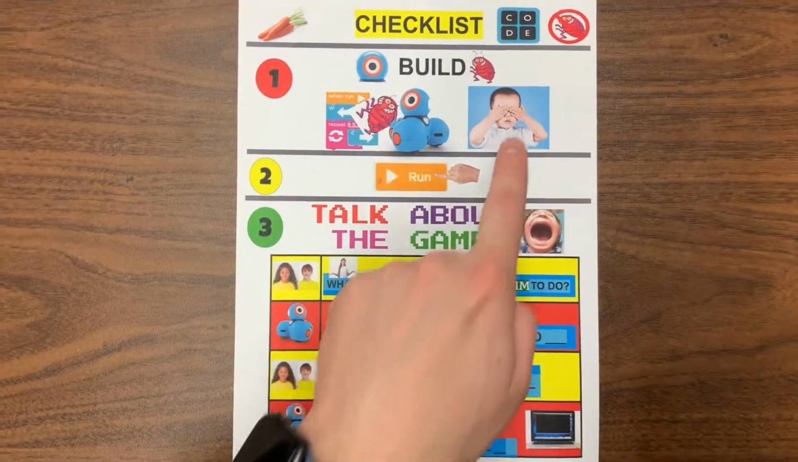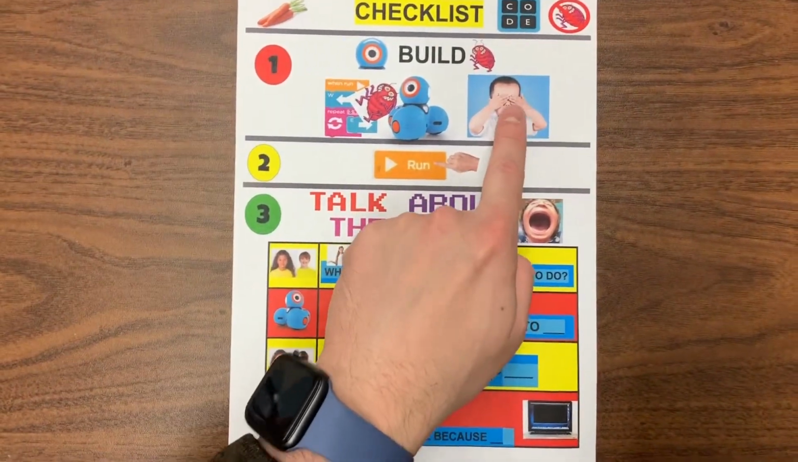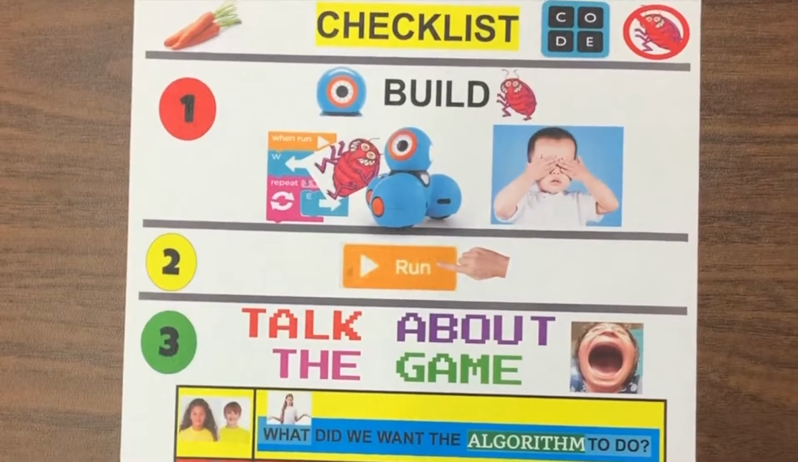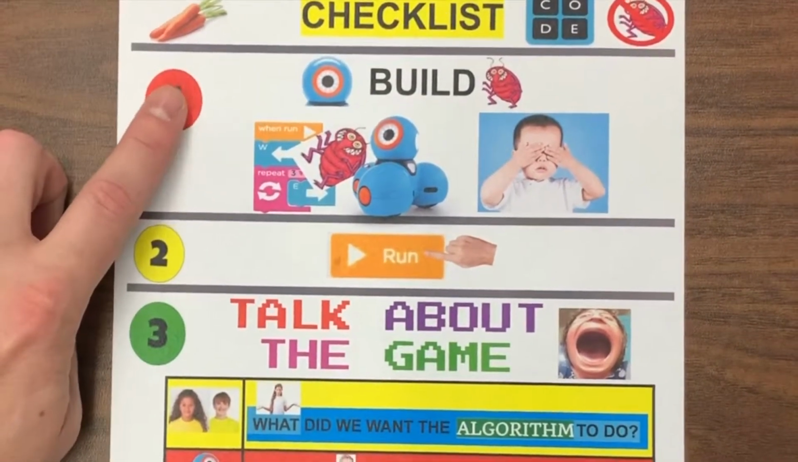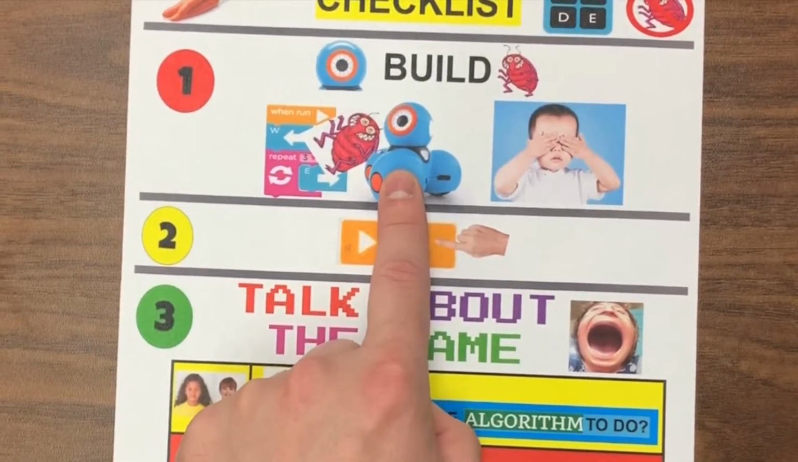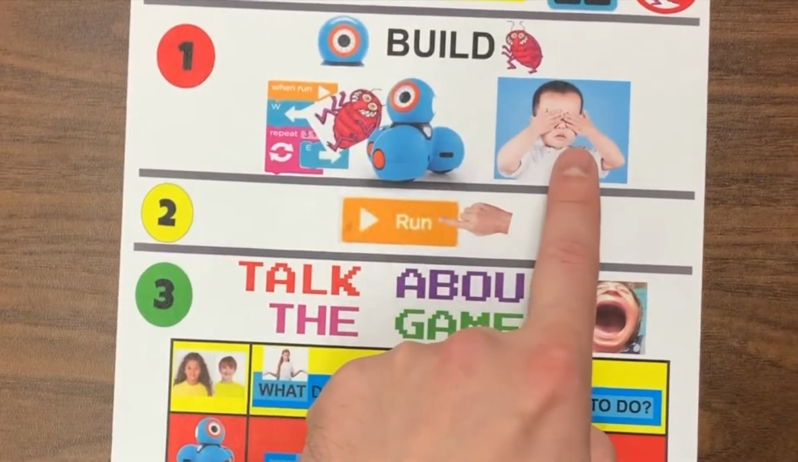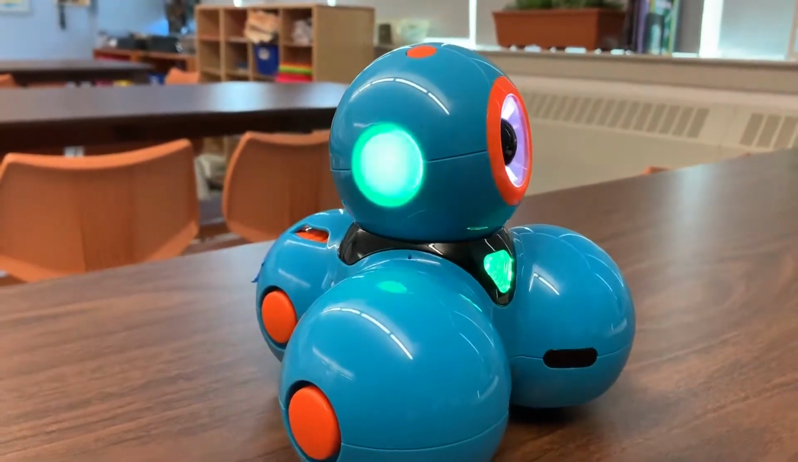All the checklists have a kid and a robot on them. I'll be the kid and you be the robot. I'm going to touch the number one on the checklist with my finger. It's the first thing we need to do. It shows the robot builds a bug while the kid closes their eyes. Wait, so they want the robot to trick the kid? Yeah.